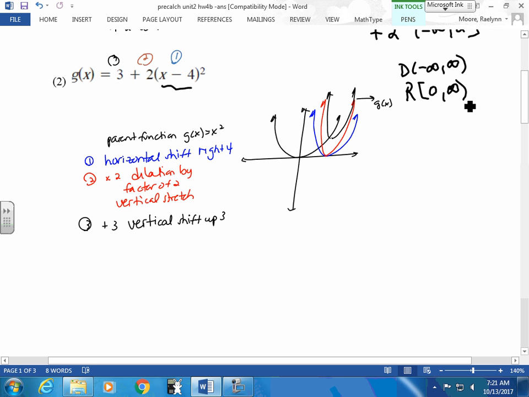I come out here and I multiply it by 2. What does that 2 do? Vertical, good. A vertical stretch, and I want to see it. Vertical stretch by a factor of 2. I want to see you write that. Okay? It's a dilation factor.